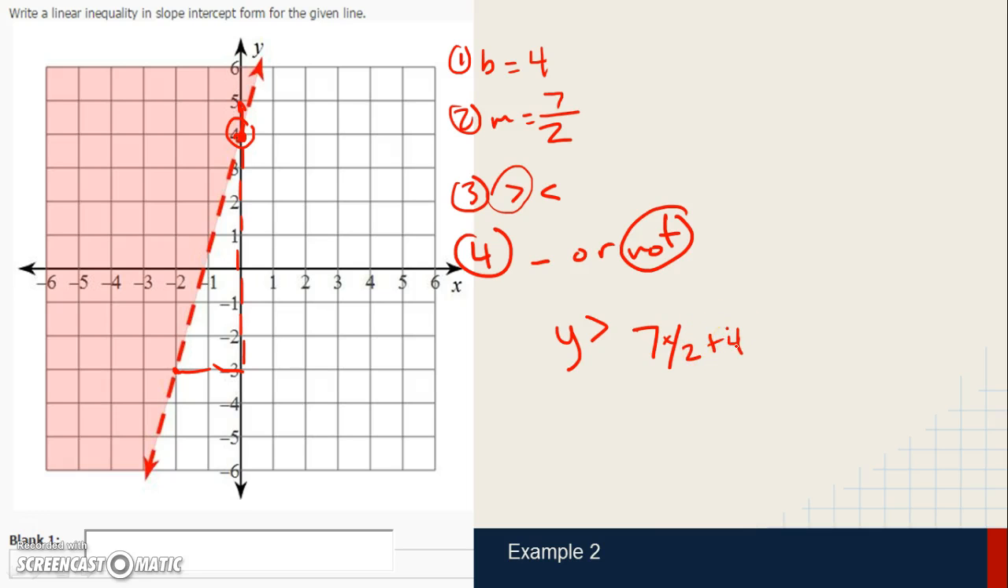So as we begin to close this out, you come down here and enter y is greater than 7x over 2 plus 4. And again, just to touch base for a moment on step 4, when we said not, what we're saying is it's not either of these signs that include equal to. Not means we get rid of these two types of signs.